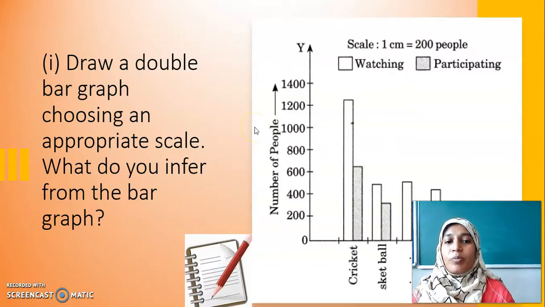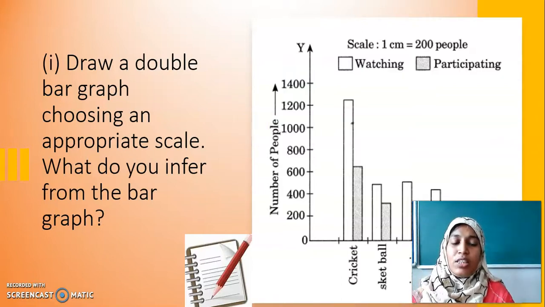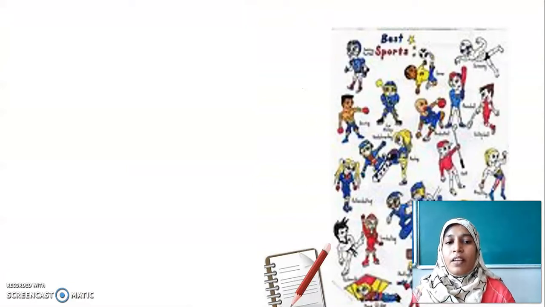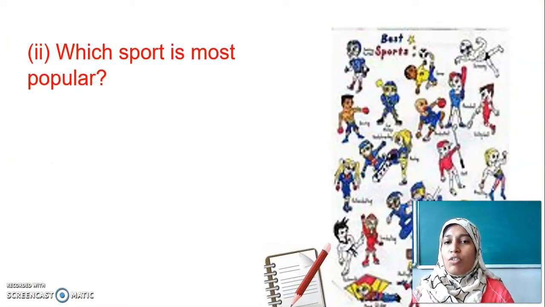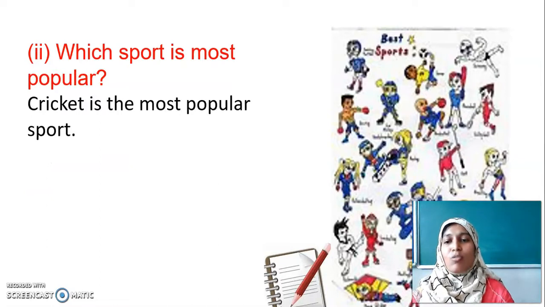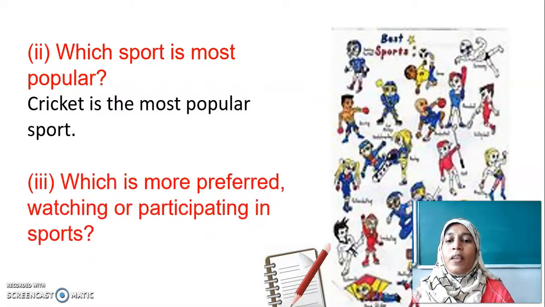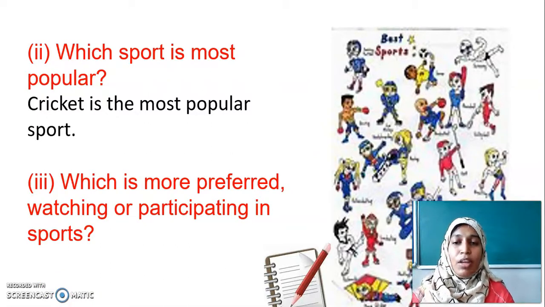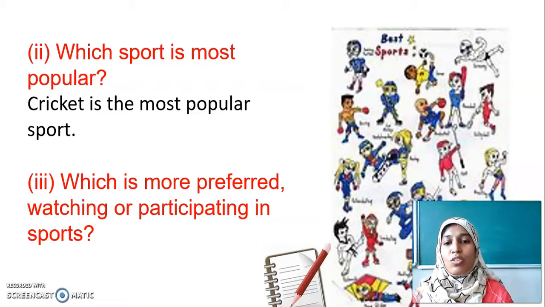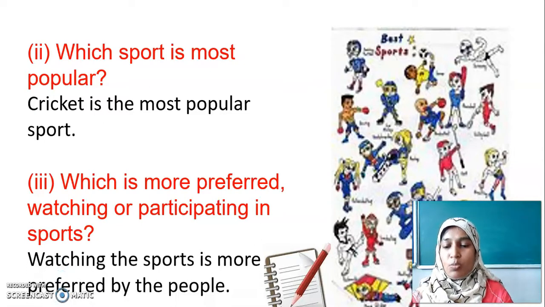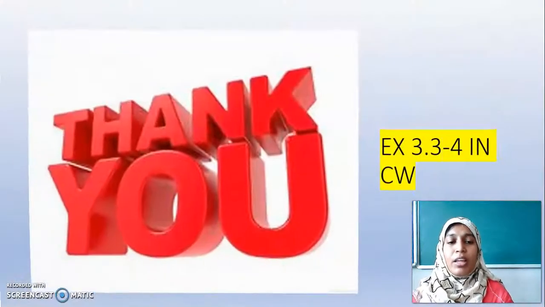Okay, my dear children. So you are capable of drawing a bar graph, single bar graph as well as double bar graph today. And the question that follows this is, which sport is most popular? Cricket is the most popular sport. This is not a general answer, my dear children. You are getting this answer from the question. Analyze the data that is given and also the bar graph that you have drawn. From that we conclude that cricket is the most popular sport. Which is more preferred, watching or participating in sport? Watching the sport is more preferred by the people.